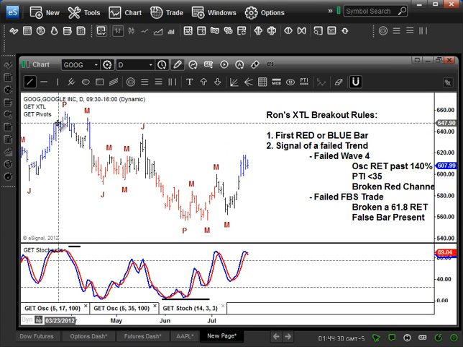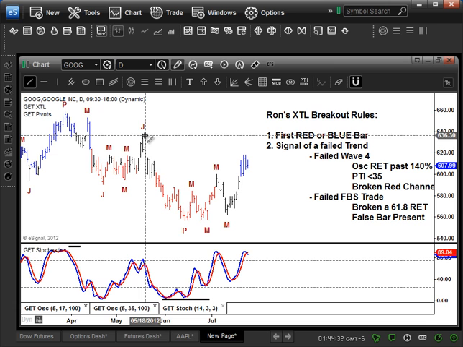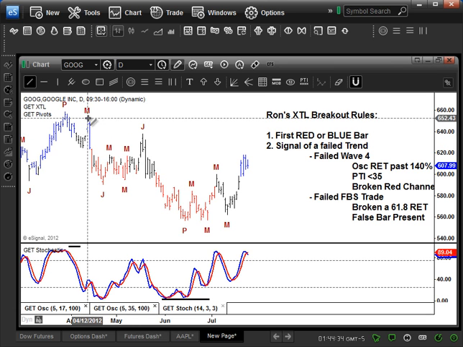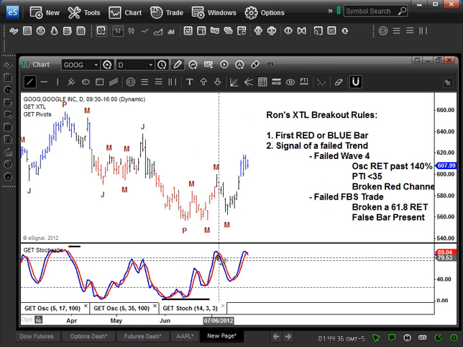And where am I going to draw my retracement from? Should I go from the major pivot? Should I go from this minor pivot? Like everything else, I try to keep this very, very simple.